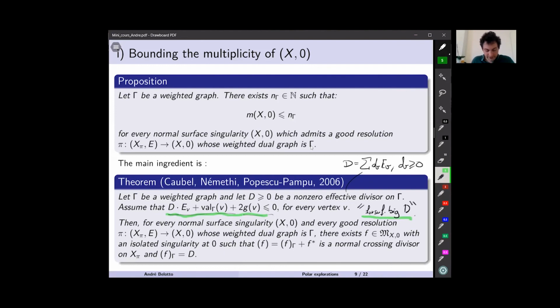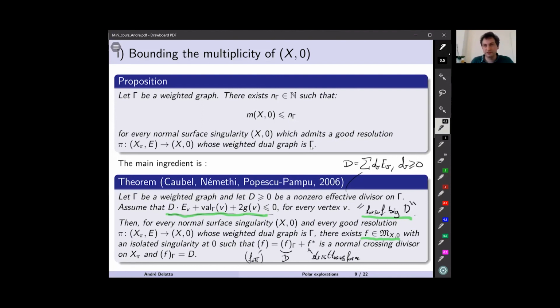It is that for every normal surface singularity and every good resolution that has this dual graph, there exists a real function, a function in the analytic structure, in the maximal ideal, with an isolated singularity at 0, and such that, so what does this notation mean? This one is the divisor related to the pullback of f. This is the strict transform, and this is going to be equal to this big divisor D. And moreover, this strict transform is a normal crossing divisor with the exceptional divisor of pi.